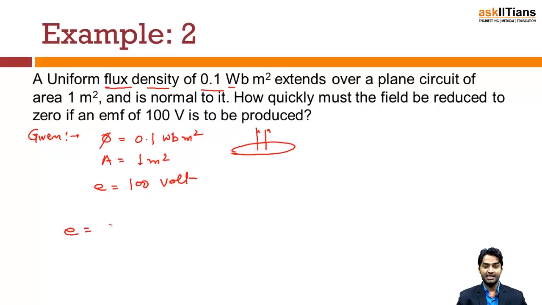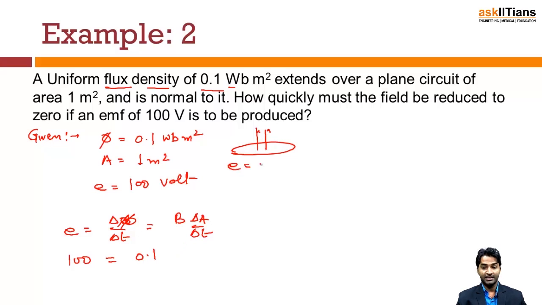So we can say E is equal to the change in flux with respect to time t. The uniform flux density is the magnetic field we are given. So the flux change is B into delta A by delta t, and in this way we can find out delta t, since B is given. So 100 volt is equal to 0.1 times... Now what about the area? The area is changing, since the field must be reduced to 0. So we need to consider it like that.